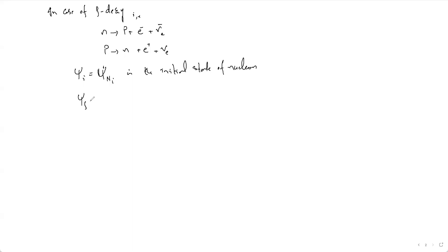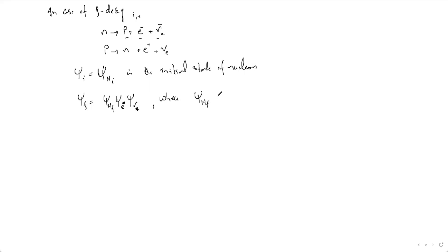Now what is psi f? Psi f here is because in the final state we have three different particles, three different fermions. So I will represent it by psi n f, psi of the electron, and psi of the electron neutrino. I will just simply represent it by the neutrino, because we will generalize it for electron as well as positron. Neutrino will represent the antineutrino as well as the neutrino.